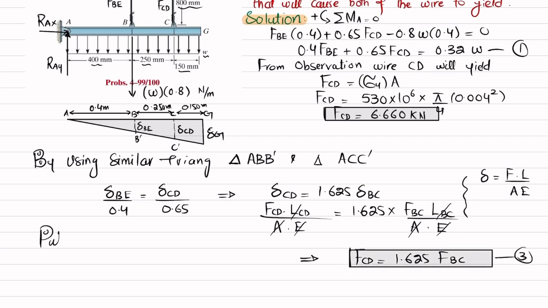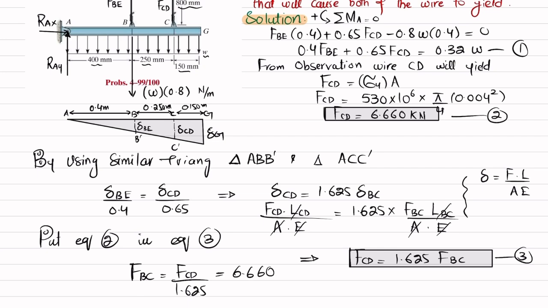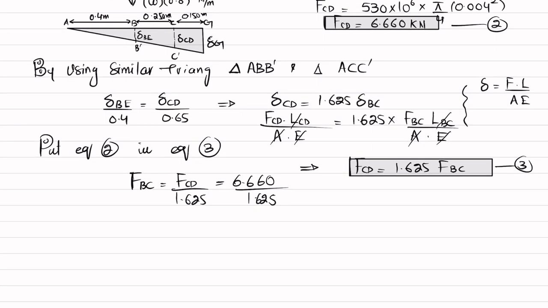Let this be your equation number 2. So put equation 2 in equation number 3. When you put the value of FCD, FBE will be equal to FCD divided by 1.625. So 6.660 divided by 1.625 will give you FBE. So FBE will be equal to 4.009 kilonewton. And let this be your equation number 4.